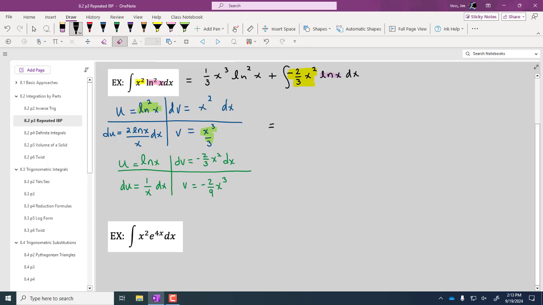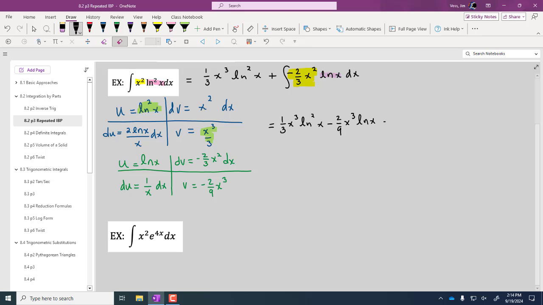So next line, we're going to have the 1/3 x cubed natural log squared of x plus u times v. Oh, uv is negative. So this will be a negative. So it's going to be negative 2/9. So the signs just work out beautifully if you let the sign, if it was negative, if you just push it inside, they're all going to come out fine. You don't have to do any stressful distribution. So there's uv.